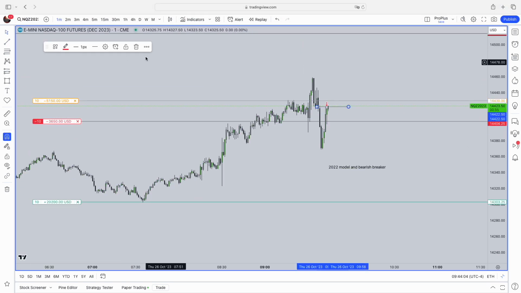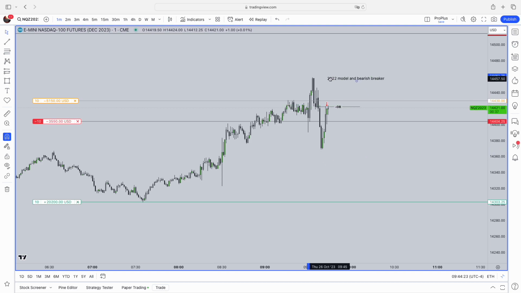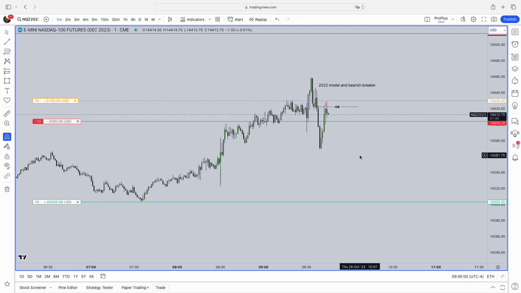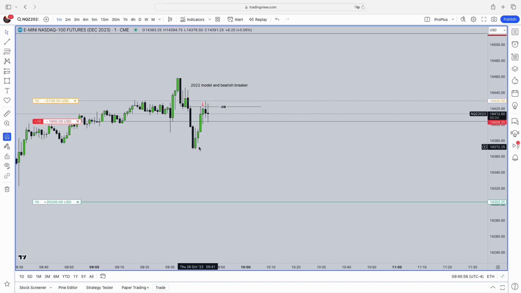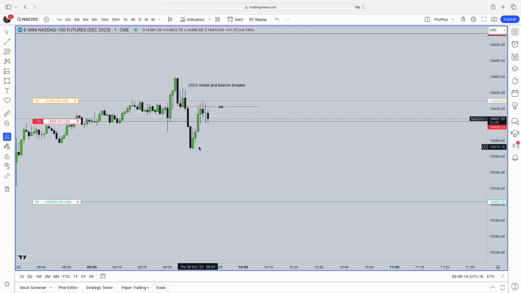This trade here, I'm trading the E-mini Nasdaq. I'm using the 2022 model ICT and also mixed with a bearish breaker. So the bearish breaker, if you draw it across, it lines up with the fair value gap. That was my entry. My stop was literally just above the mean threshold of the bearish order block.